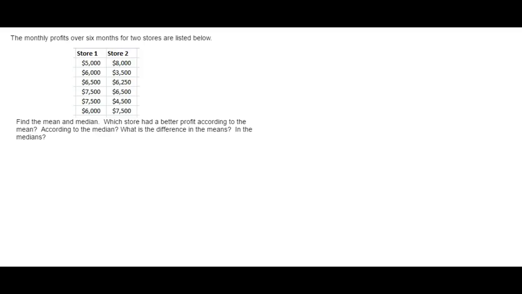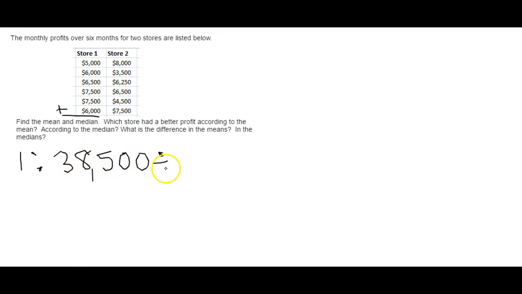The last one's going to compare 2 different sets of data. So the monthly profits over 6 months for 2 different stores are listed below. Store 1, Store 2. We want to find the mean and the median. It asks a whole bunch of other questions, but let's just start with that. Let's find the mean and the median. So mean we know is adding them all together. So for Store 1, that's 38,500.